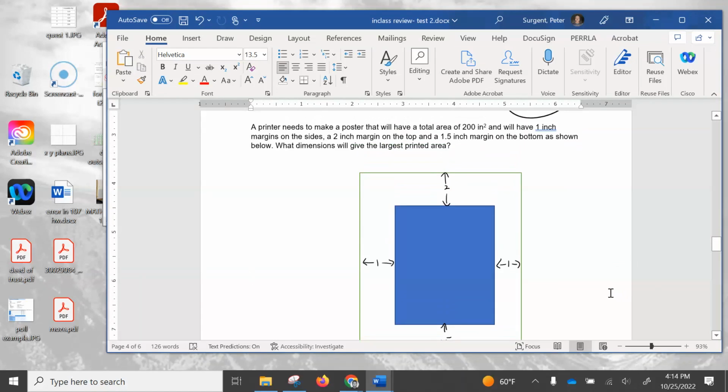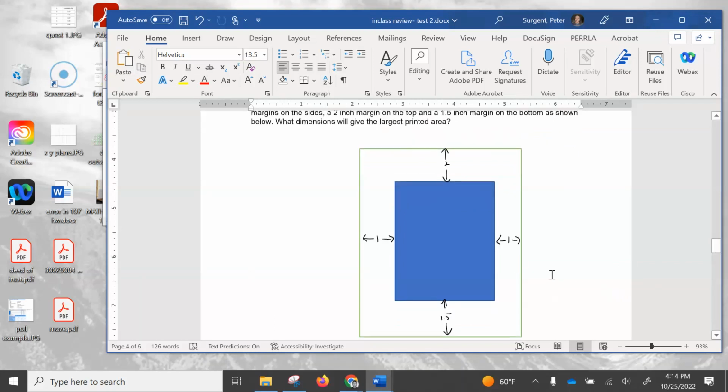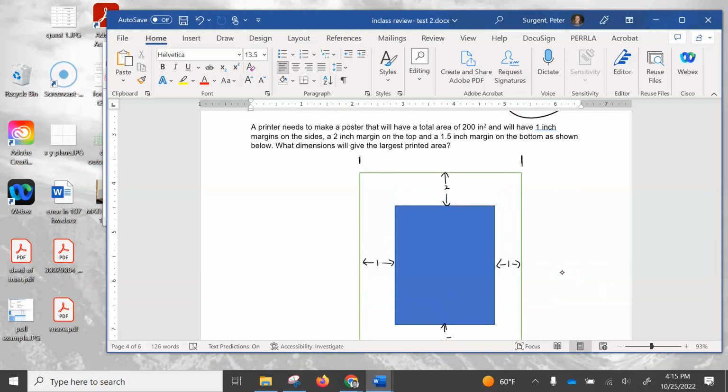Okay, so you have a choice, sorry to interrupt. You can either call this distance X, the page distance, or the printed distance X. I don't think it matters, so pick one if you want to. If you're not there yet, I'm going to do it this way. I really don't think it matters, but I'm going to do it this way.